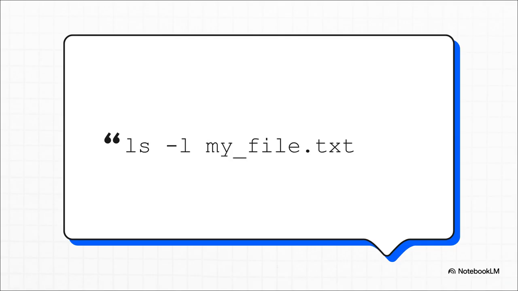Now, we'll use ls -l to see its metadata. And there it is. That output shows us the permissions, the owner, the size, all the information from that file's index card, its inode, that we were just talking about.